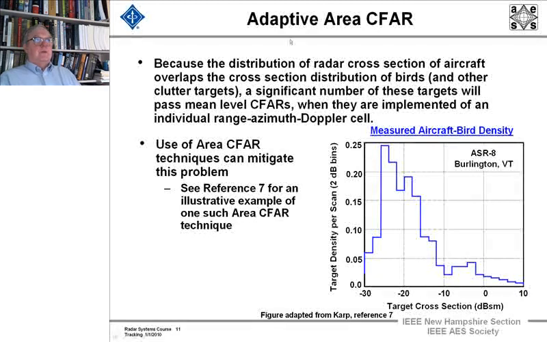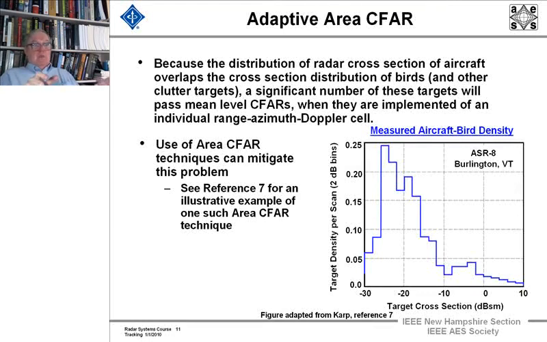Now we're going to talk for a little bit about adaptive area CFARs. When I described the pulse Doppler system, the moving target detector, you remember that there is a range for each range azimuth Doppler cell. There's a linear CFAR technique where a mean level of the background is measured by looking at the mean in range, 7 or 8 cells on either side of the target of interest, leaving a gap between the target and the cells you use.